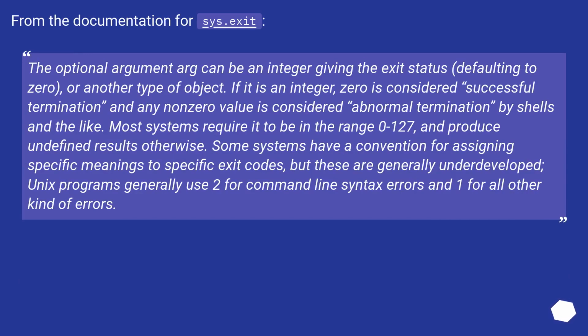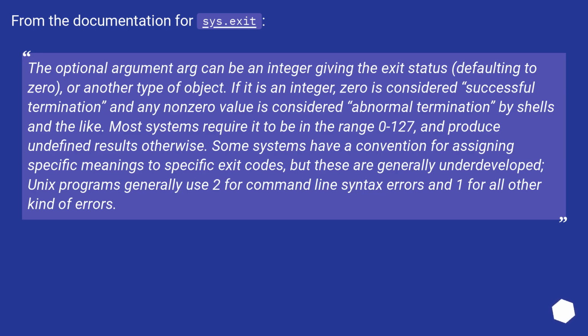From the documentation for sys.exit: the optional argument arg can be an integer giving the exit status, defaulting to 0, or another type of object. If it is an integer, 0 is considered successful termination and any non-zero value is considered abnormal termination by shells and the like.